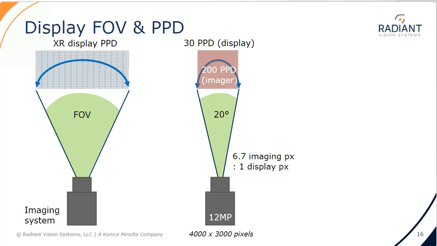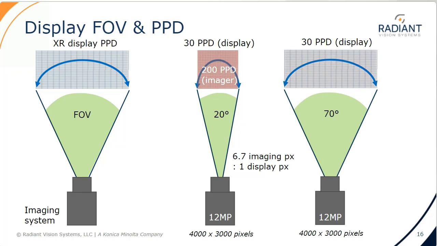But what if the field of view of the display is larger? Applying 12 megapixels to a 70-degree horizontal field of view, the measurement system achieves only 57 pixels per degree. Not only is this lower than the human eye resolution, but it results in a little under 2 imaging pixels available to measure each display pixel.